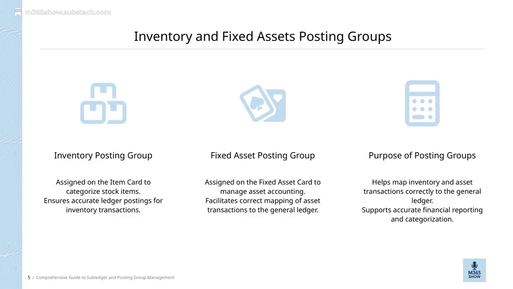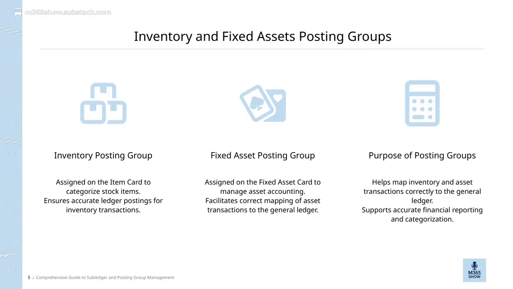management. This slide highlights how these tools help us map inventory and asset transactions accurately to the general ledger. This is crucial for maintaining correct financial records and ensuring our financial reports are precise and reliable. Now, the purpose of posting groups is central here. When we assign a posting group on the fixed asset card, we're essentially telling the system how to handle asset-related transactions. This helps us manage asset accounting more effectively and ensures that every asset transaction is correctly mapped to the right part of the general ledger.